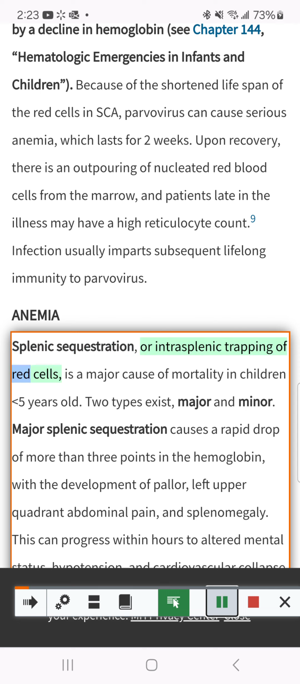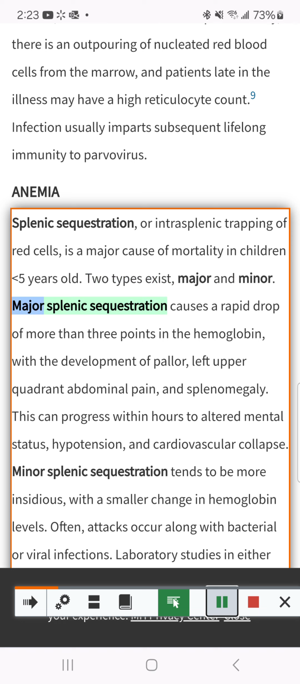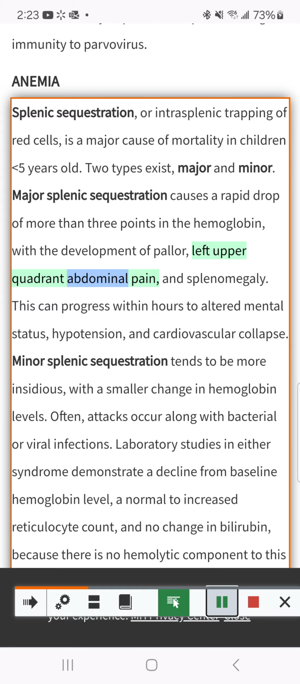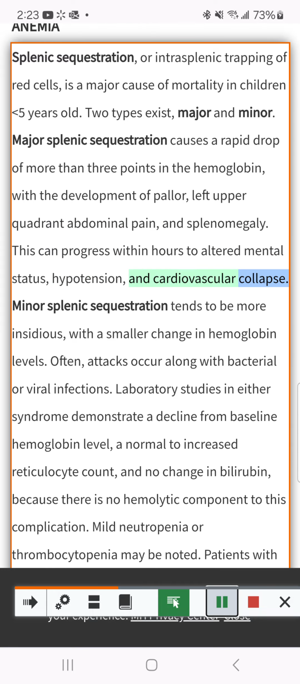Splenic sequestration, or intrasplenic trapping of red cells, is a major cause of mortality in children less than 5 years old. Two types exist, major and minor. Major splenic sequestration causes a rapid drop of more than 3 points in the hemoglobin, with the development of pallor, left upper quadrant abdominal pain, and splenomegaly. This can progress within hours to altered mental status, hypotension, and cardiovascular collapse.